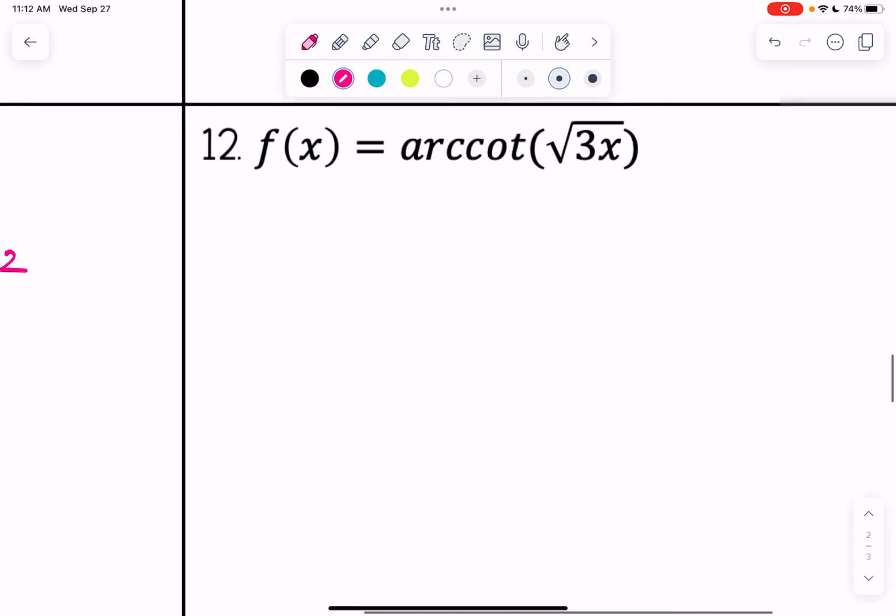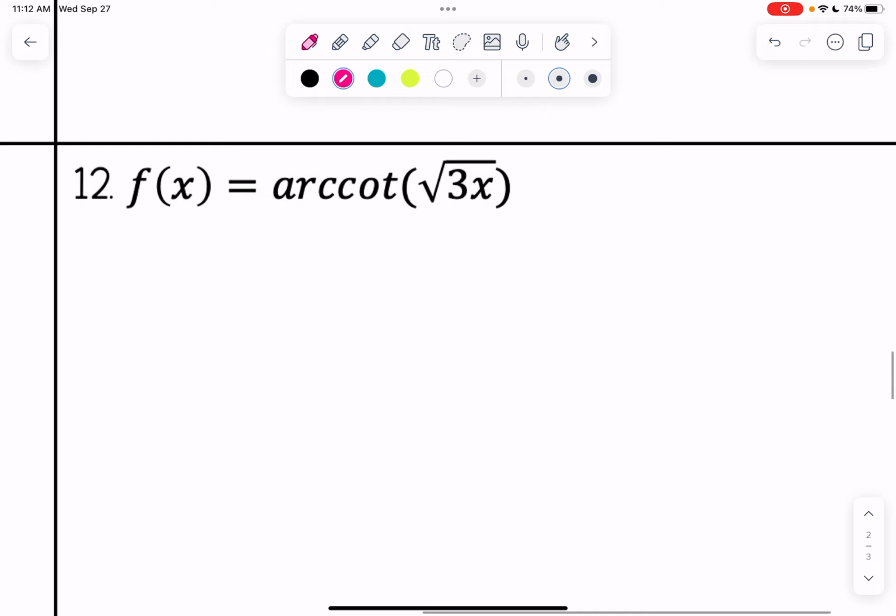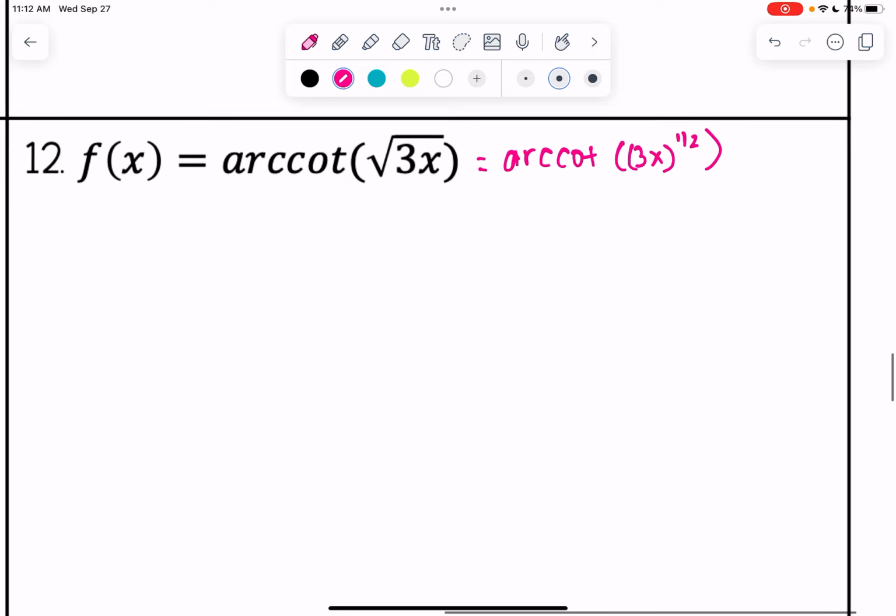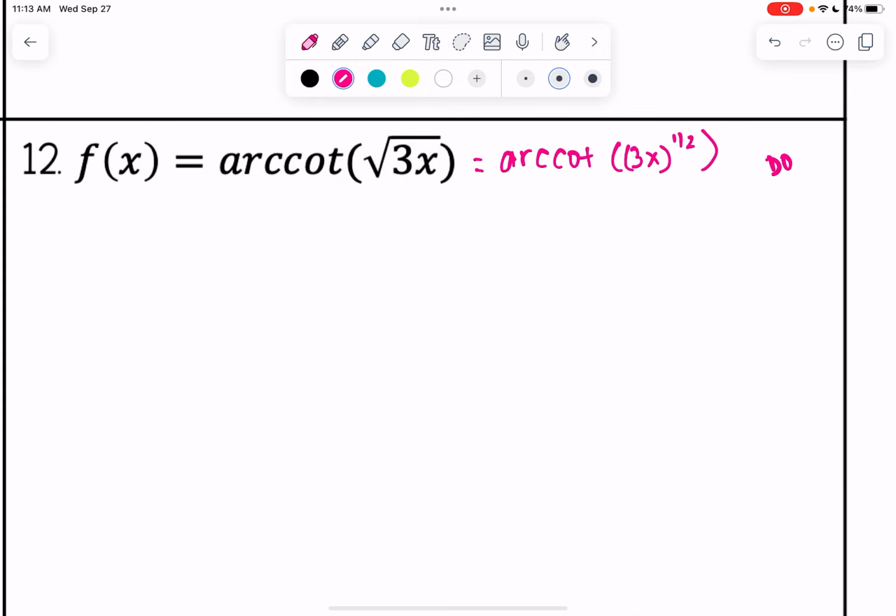All right, last question. We're looking for the arc cotangent of the square root of 3x. If I rewrite that here, when you are taking a radical, that's the same thing as raising to the 1/2 power. And you can see I have 2 parentheses here. So just like the previous problem, this is going to be a double chain rule application.